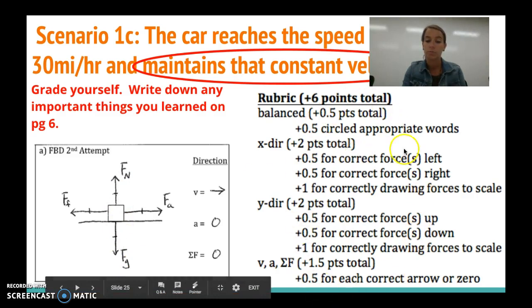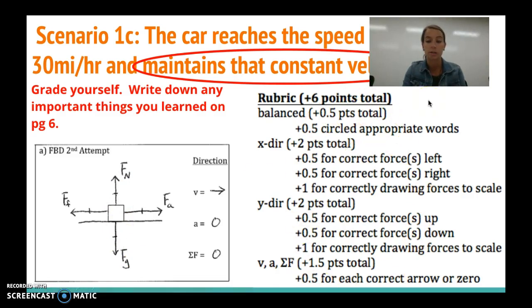So go ahead and make sure you check through this rubric. You can pause and look through that. See if you understand how it's going to be graded. Let's try another one.